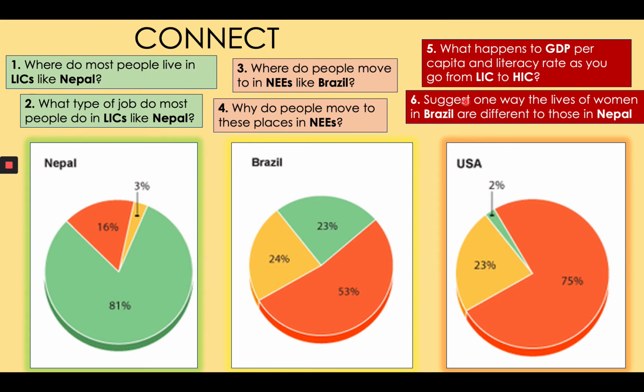And finally, number 6, suggest one way the lives of women in Brazil are different to those in Nepal. You could have had a number of possibilities here. You could have said the women are generally more educated, the women are healthier, the women have fewer children, more women live in cities, more women have higher paid jobs. Any of those possibilities. Or more women use contraception. Okay, fantastic.